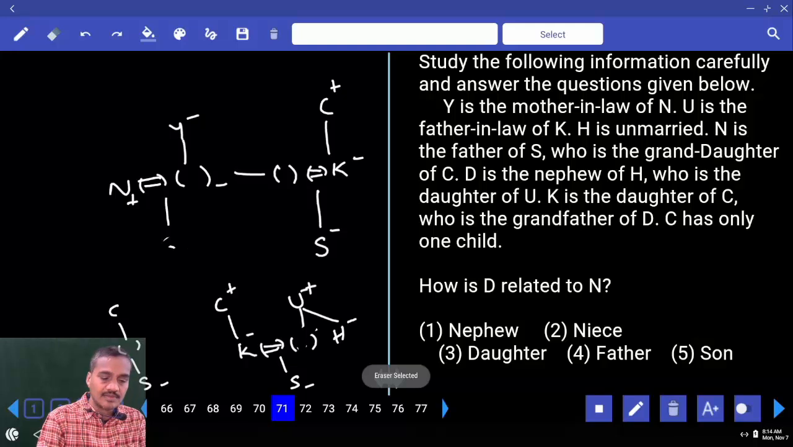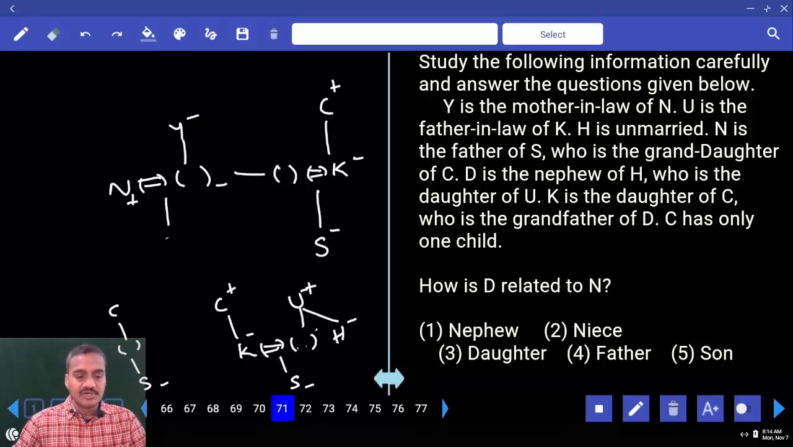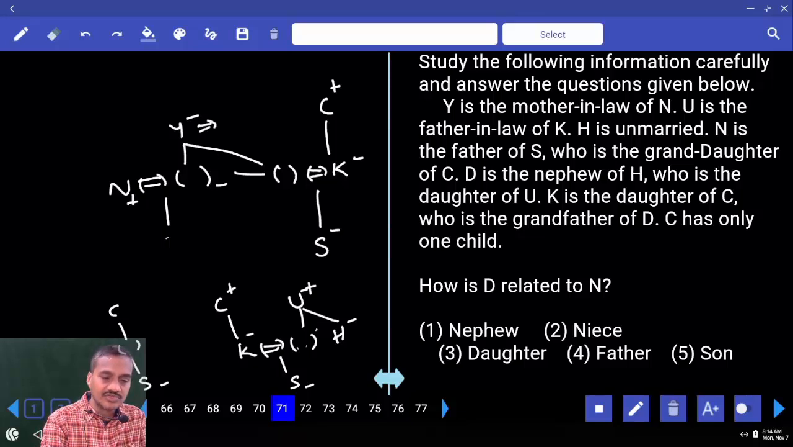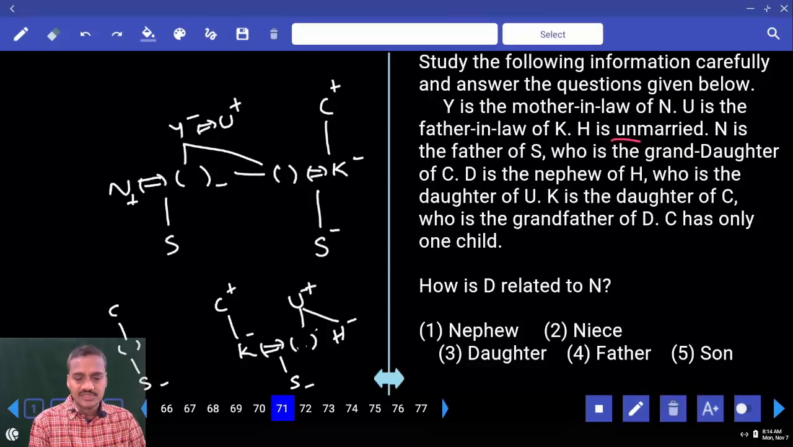S is the daughter, then, and Y is the mother-in-law of N. U is the father-in-law of K. That means U is here, father-in-law of K. And next, at the same time, H is unmarried, and N is the father of S. N is the father of whom? N is the father of S. As N is the father of S, and S is the granddaughter of whom? S is the granddaughter of C, as well.